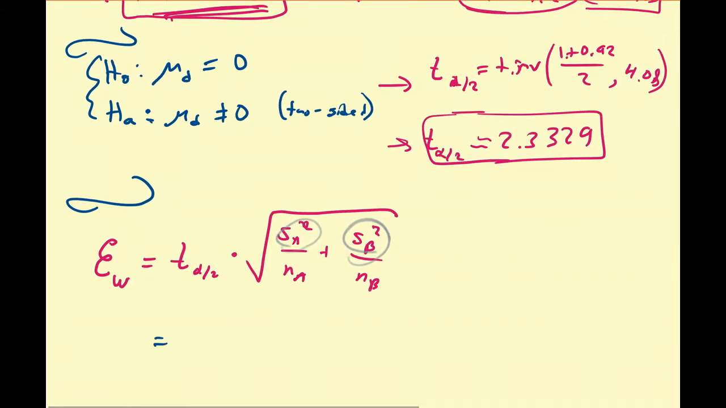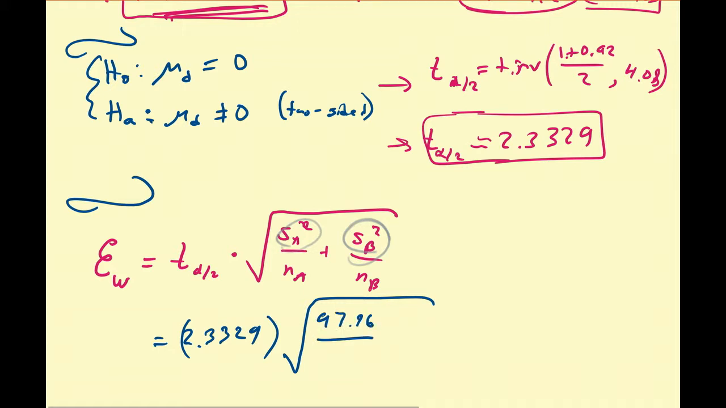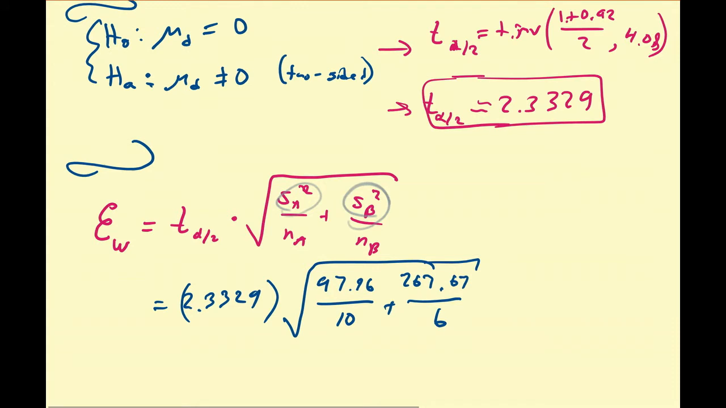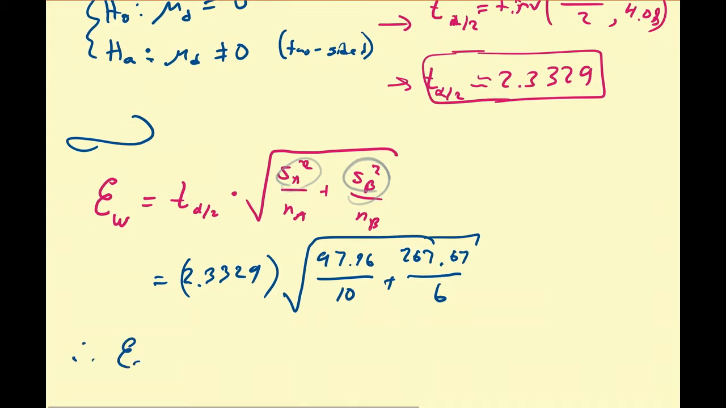So if that is the case, we're going to plug in all our values. So 2.3329 times the square root of the variance of our first sample, which was 97.96, divided by our sample size of A, plus the variance of the second, 267.67, divided by its corresponding sample size, which was 6. And once you calculate that out, our marginal error is going to be approximately equal to 17.13.